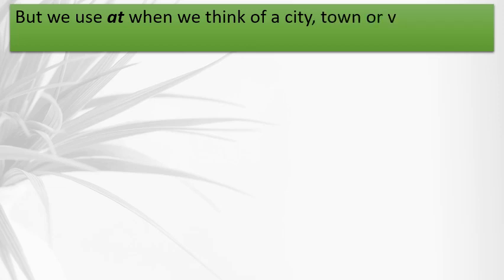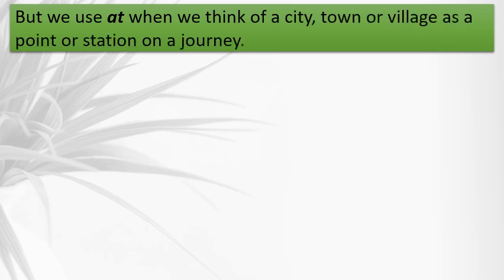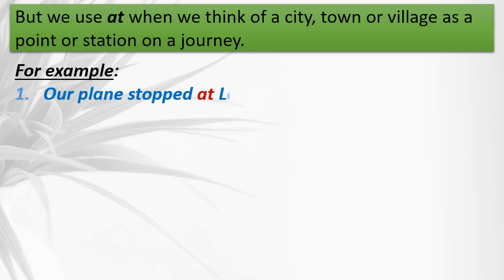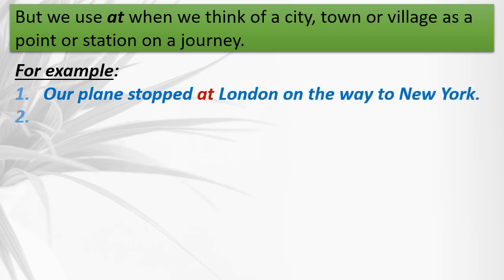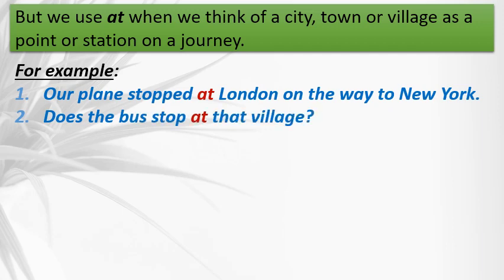So now let us see rule number 4. We use at when we think of a city, town or village as a point or station on a journey. For example, number 1, our plane stopped at London on the way to New York. Number 2, does the bus stop at that village?